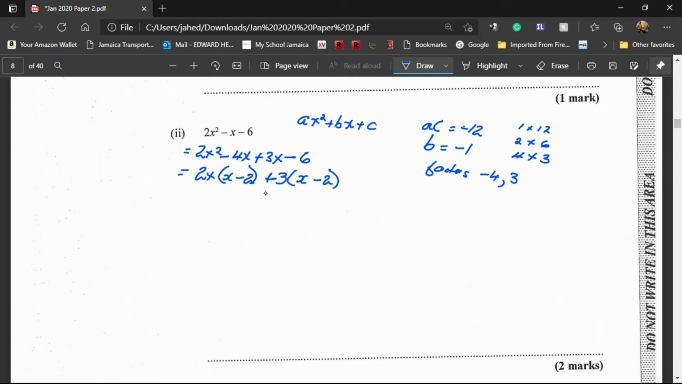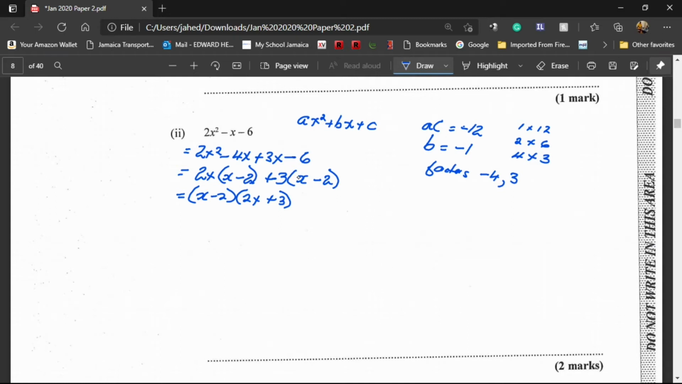Just a word of advice. Anytime you are doing this problem, if these two brackets are not the same, you know there's some problem with your signs, so you need to recheck. So we go ahead now and take out the common factor of these two terms, which is x minus 2. So we'll be left with 2x plus 3. And that would be the result.